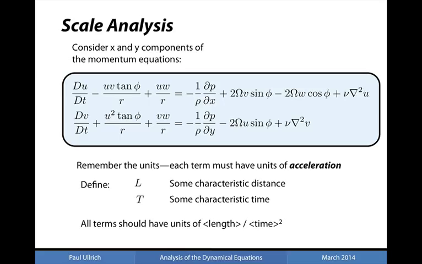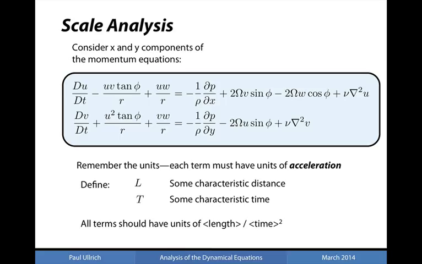Okay, so let's perform our scale analysis first on the first two momentum equations. That is, the momentum equations governing the zonal velocity u and the meridional velocity v. So these equations have a number of force terms. We see acceleration on the left-hand side, followed by two curvature terms. On the right-hand side of the equality, we have pressure gradient force, then Coriolis force, and finally viscous force on the very right-hand side. So each of the terms in this equation must have units of acceleration.